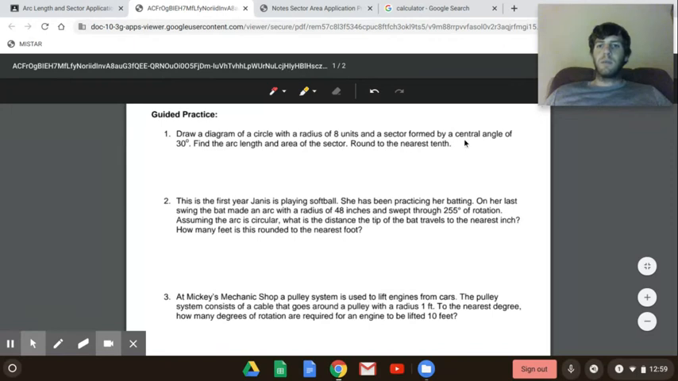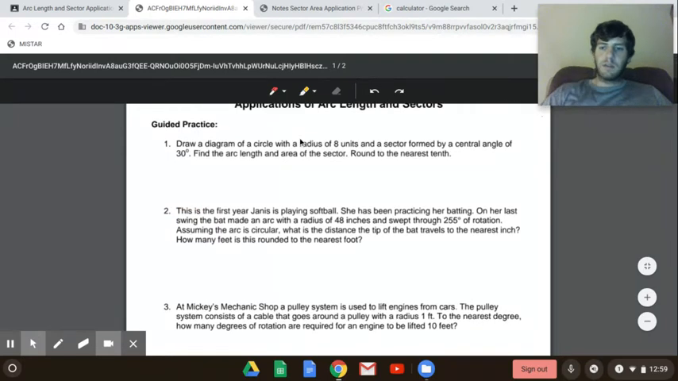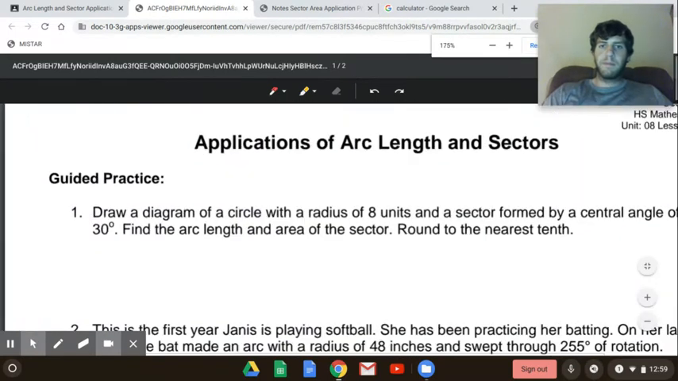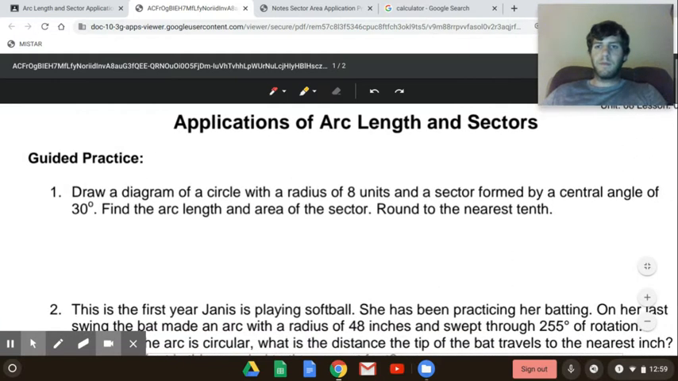and a sector formed by a central angle of 30 degrees. Find the arc length and area of the sector, round to the nearest tenth. So this is kind of just a review question. Let me zoom in on this a little bit. Okay, so if we draw a circle, there's a central angle of 30 degrees, and a radius of 8 units.